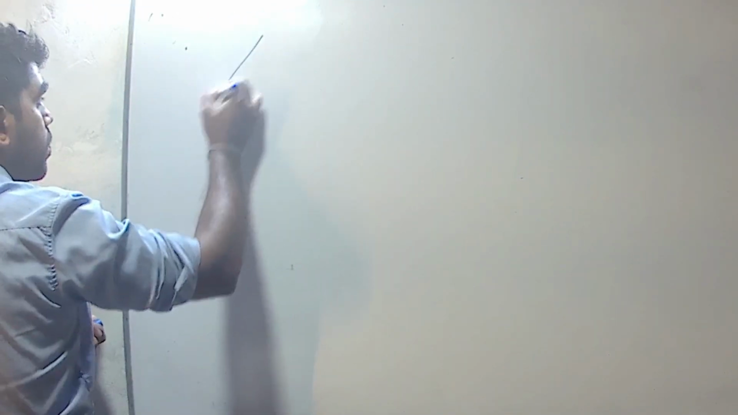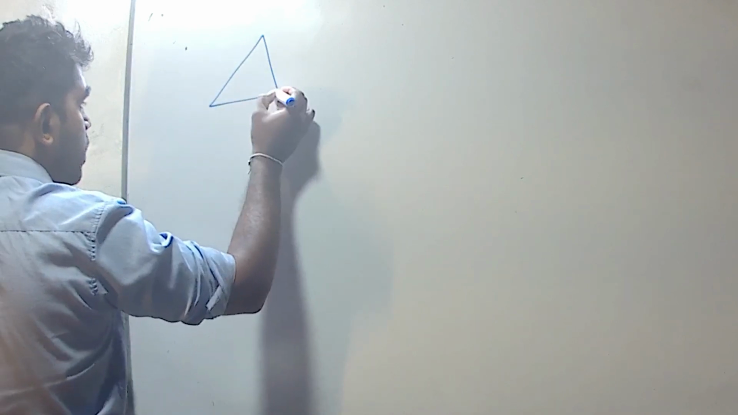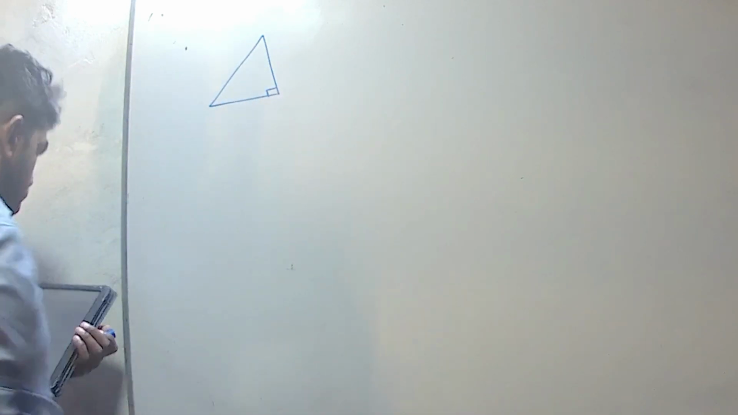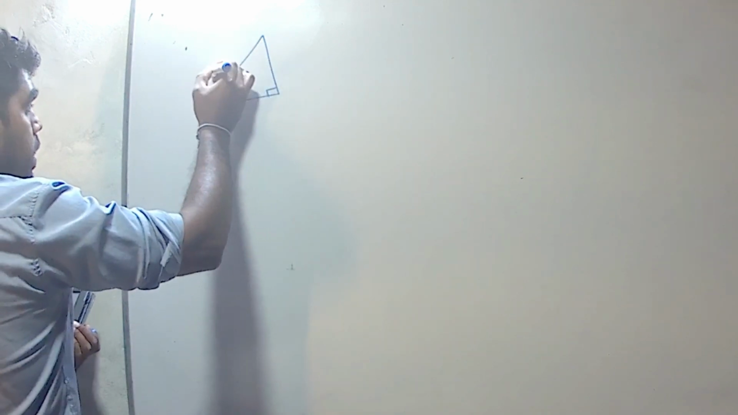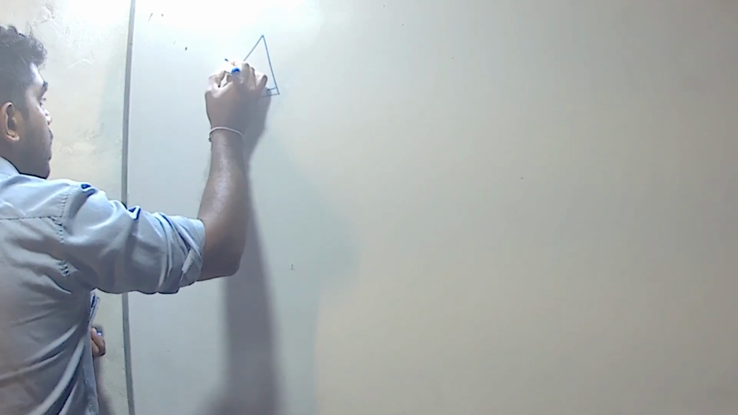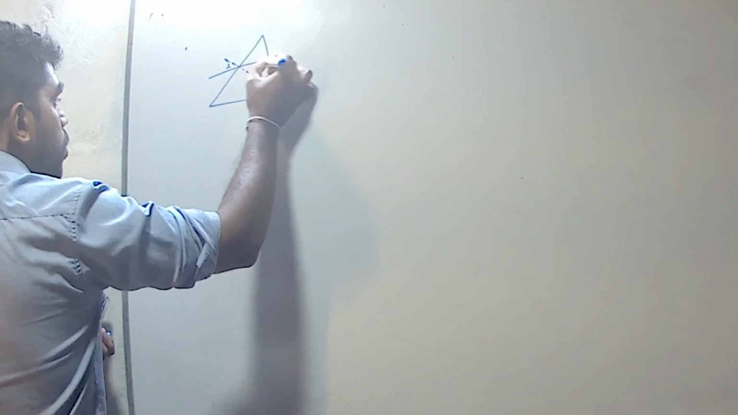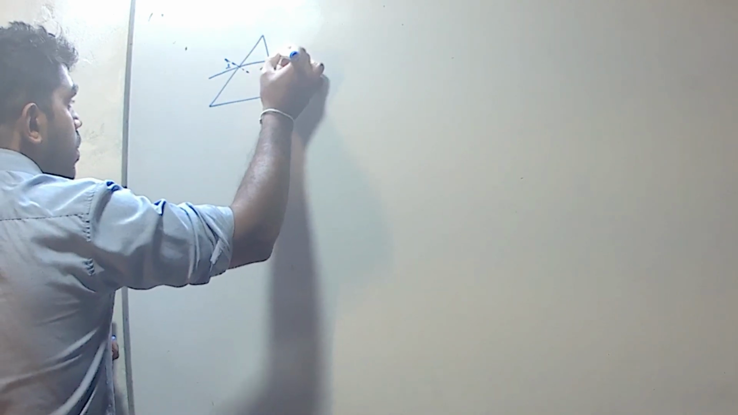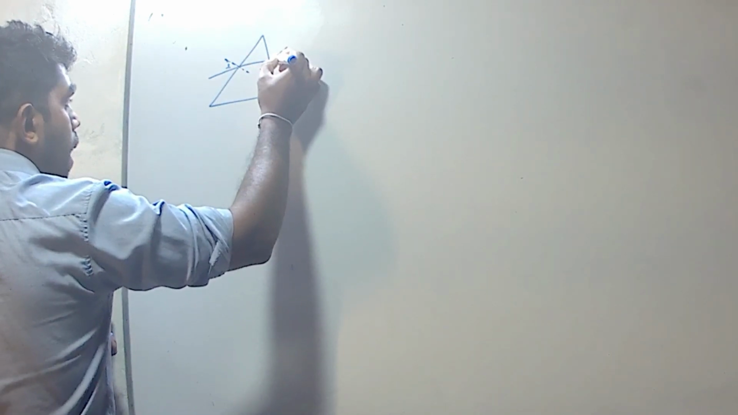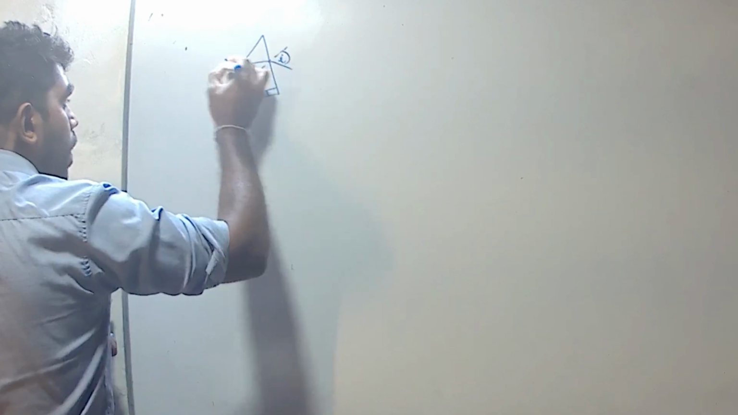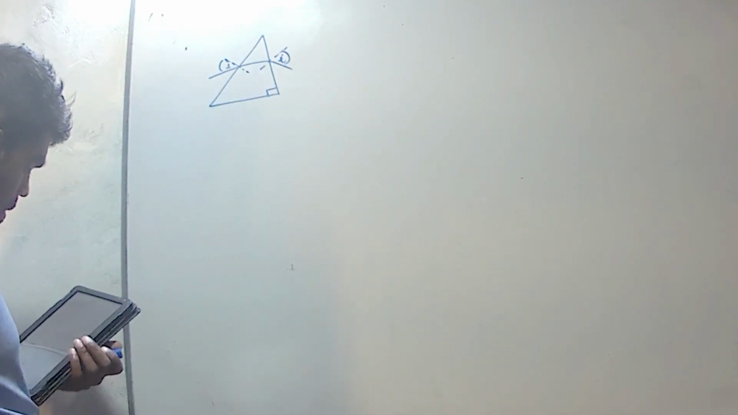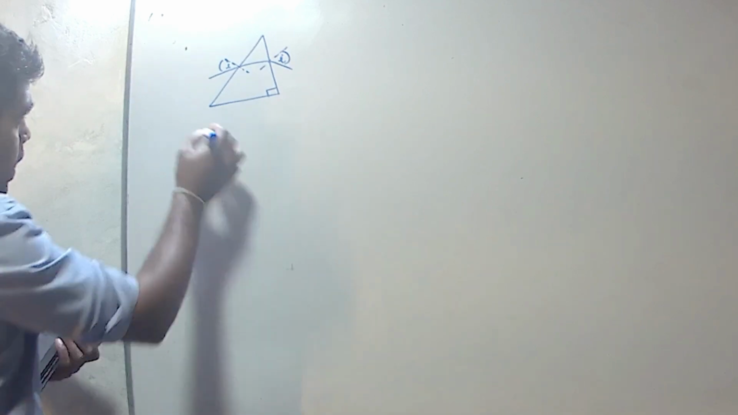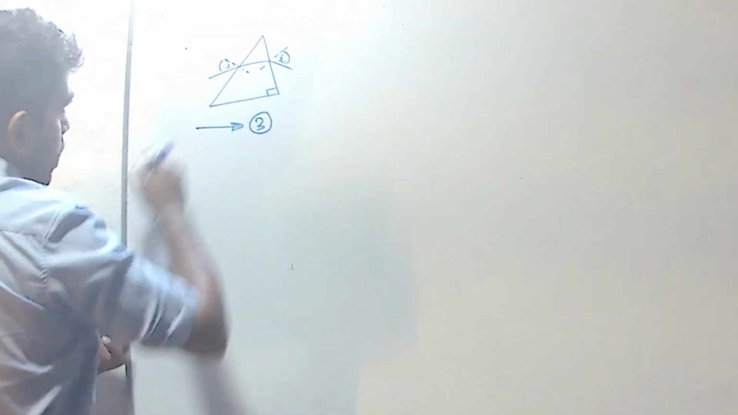Therefore, now there is a right-angled prism. The incident angle on this surface should be equal to this angle. Then we can get the third one is the correct answer.